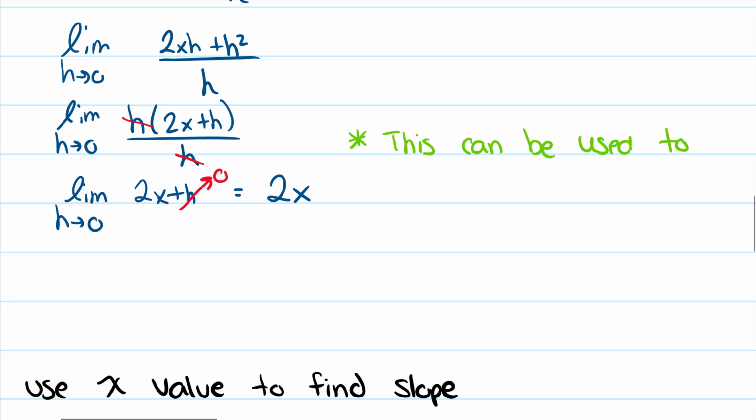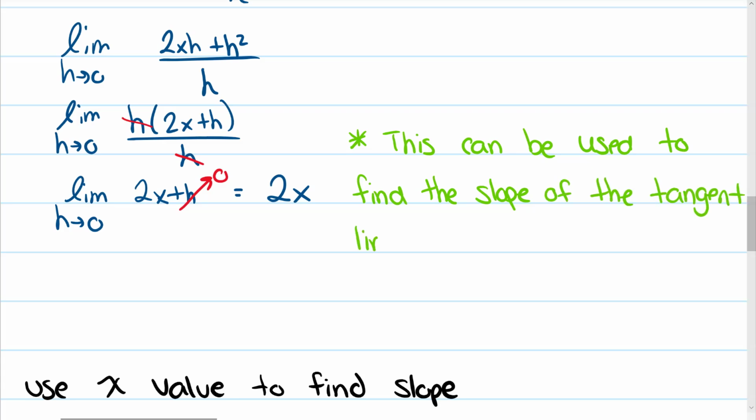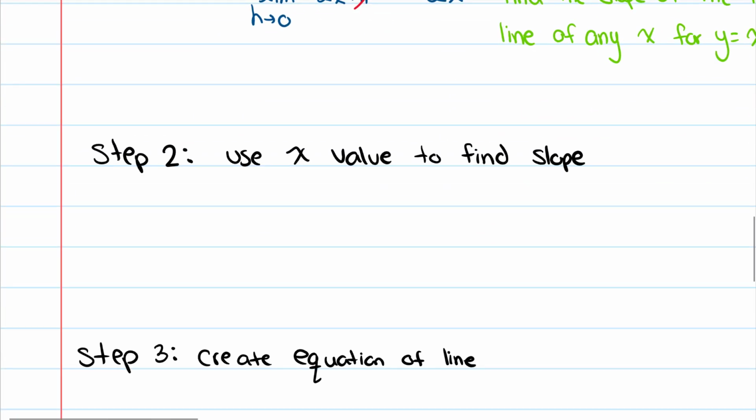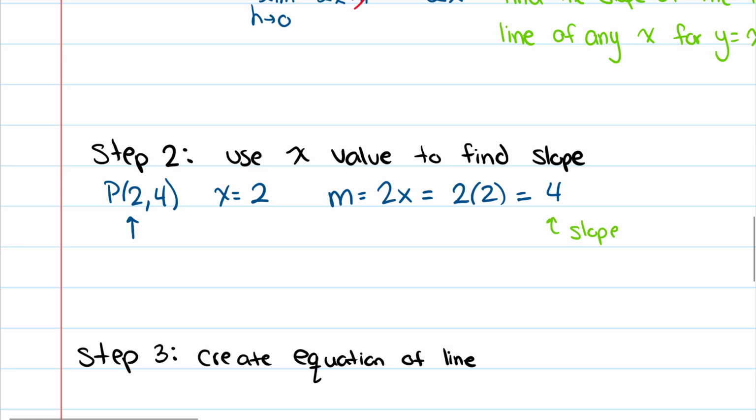So we can actually use this equation that we got, 2x, to find the slope of the tangent line at any x for y equals x squared. Step 2 is to use the x value to find slope. Our point that we're looking at is (2, 4), and we're going to use the x value from this, which is 2. So we want x equals 2. The equation for slope is 2x, which is 2 times 2, which is 4. This means that the slope of the tangent line at x equals 2 is 4.